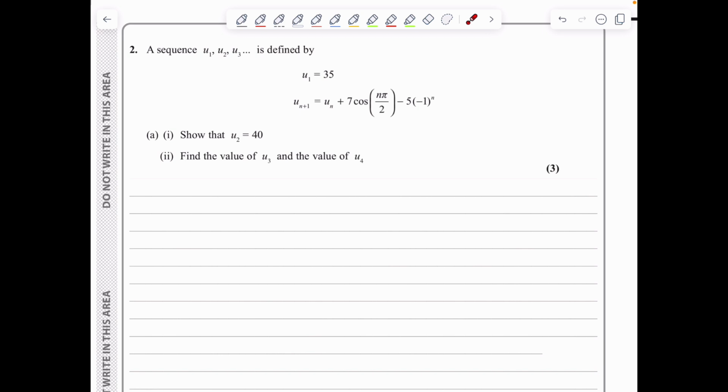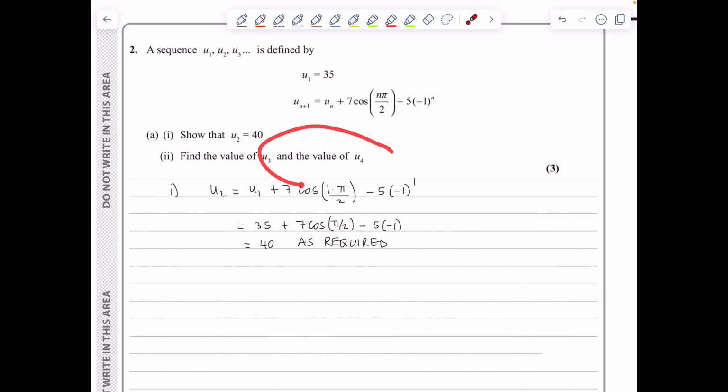In question 2, we've got this sequence starting at 35 being defined recursively through this recurrence relationship, and we need to show that u2 is equal to 40. Well, let's start by stating that u2 is equal to u1 plus 7 cos of 1 times pi over 2 minus 5 times the negative 1 to the power of 1. So n is 1 here. So this means we're looking at 35 plus 7 cos of pi over 2 minus 5 times the negative 1. And this gives an answer of 40 as required.